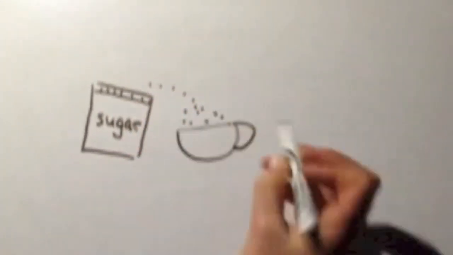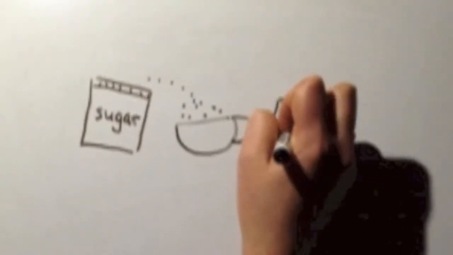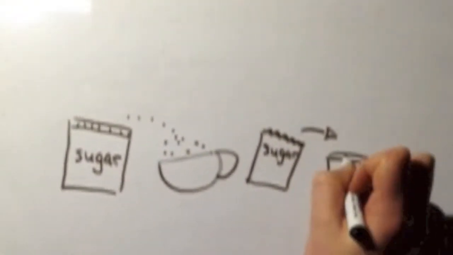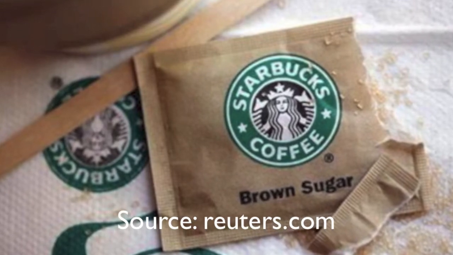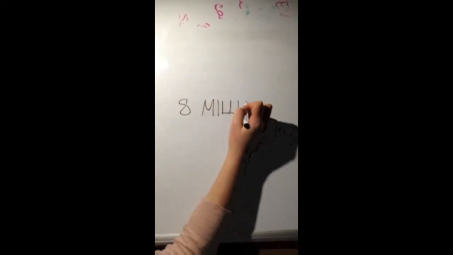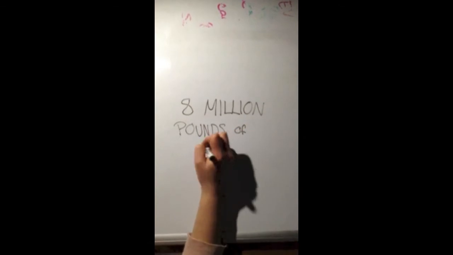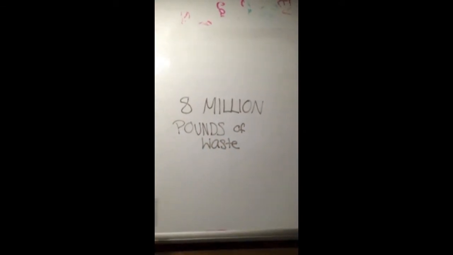On a disposal level, while sucrose is not usually directly disposed of, the packaging that it comes in contributes to landfill waste, as sugar packets are used at coffee shops and restaurants every day. On average in the United States, 8 million pounds of waste is created each year from sugar packets from one major coffee chain.